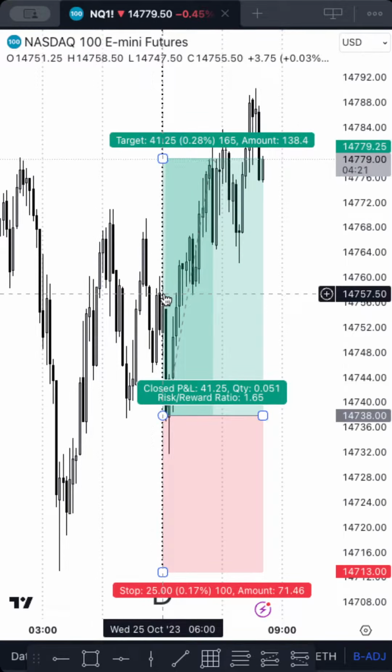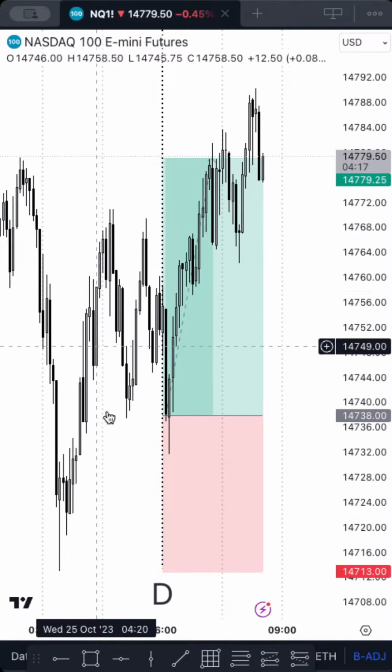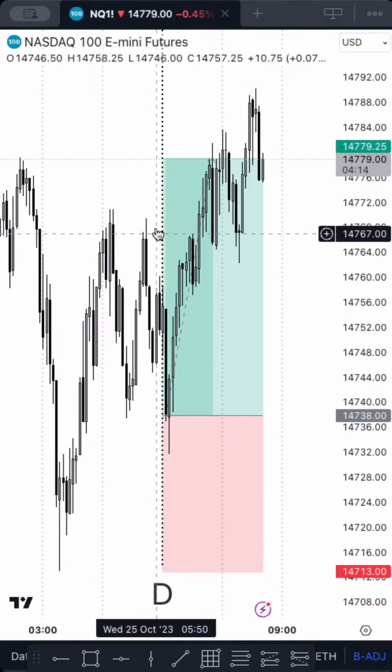Here we go, 6 a.m. Eastern time. I see that we come up. I see this low right here that was created. It was a higher low, but we failed to create a higher high.